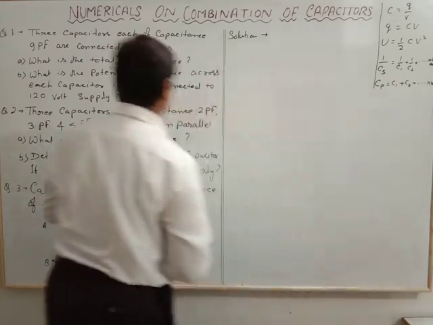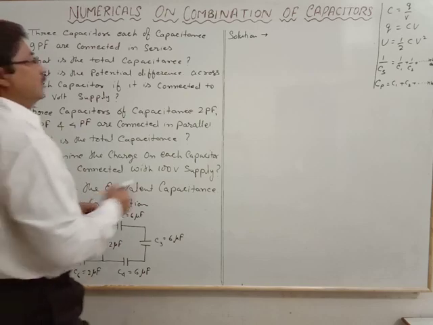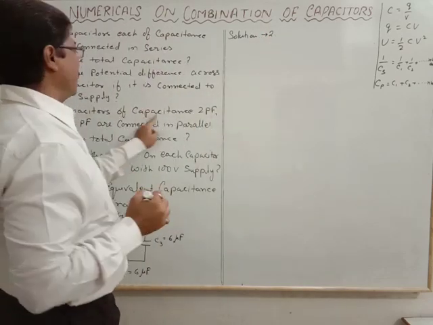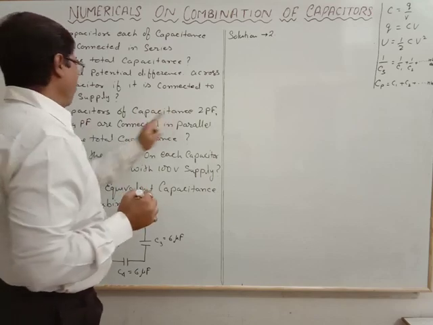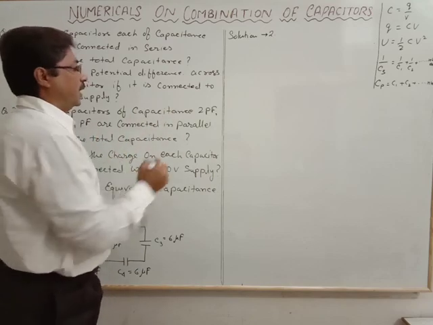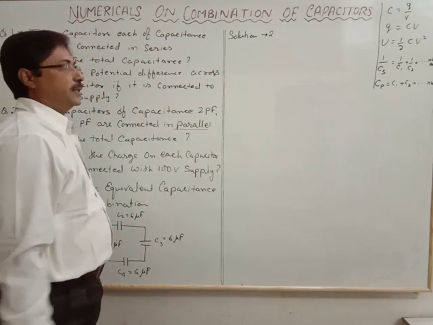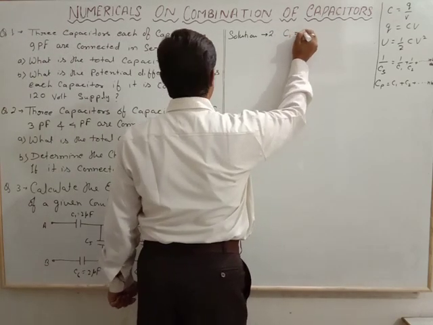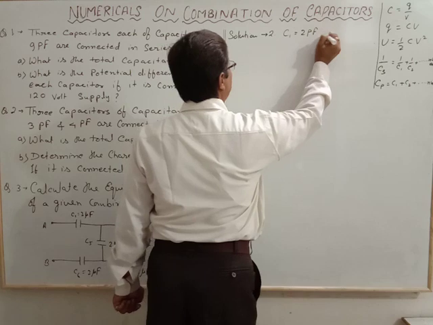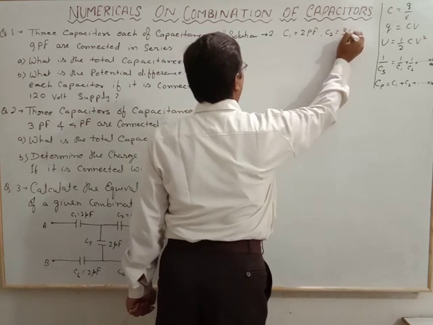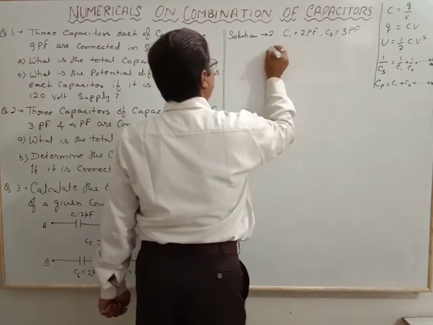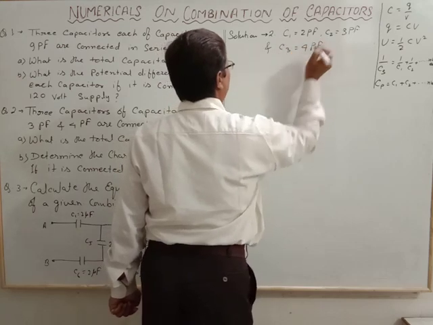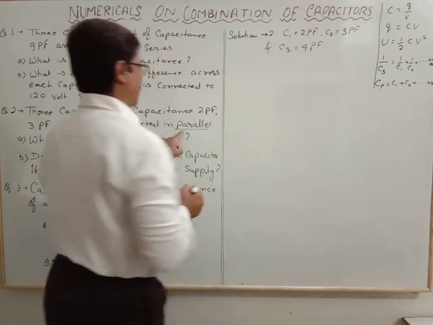Solution for the second question. Three capacitors of capacitance 2 picofarad, 3 picofarad, 4 picofarad are connected in parallel. The capacitances are given: C1 is equal to 2 picofarad, C2 is equal to 3 picofarad, and C3 is equal to 4 picofarad. And the combination is parallel.